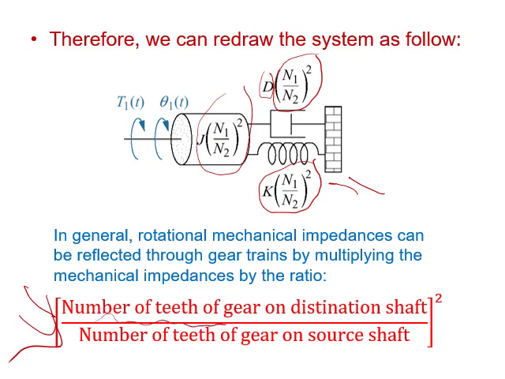Number of teeth of the gear on the destination shaft over the number of teeth of the gear on the source shaft. So destination over source. What does it mean here? We will see it in the example of the next slide.